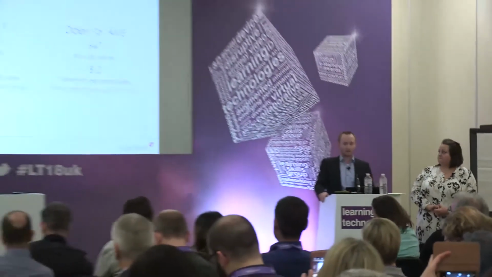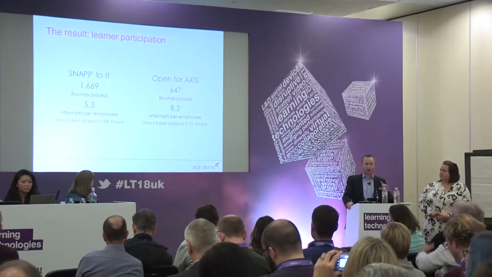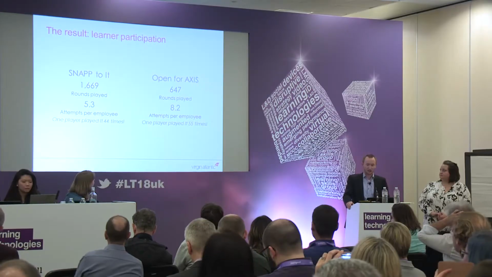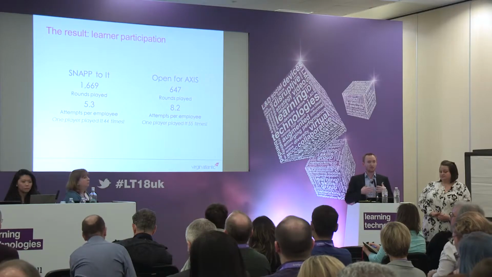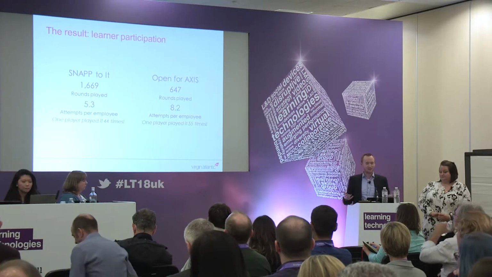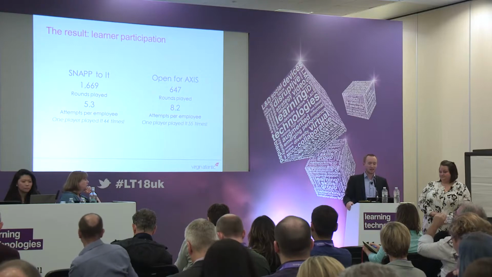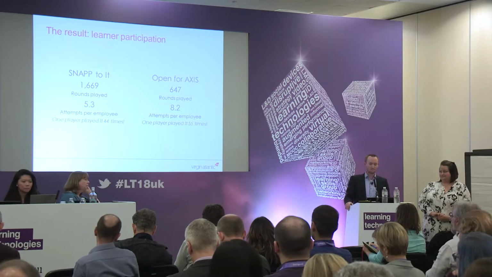So Snap to It is our airports game. As you can see, it was played by a lot of people with an average of 5 per person. And Open for Access, our contact centre game, again, played by an average of 8 times per person, which is a really good result. Now, these repeated attempts may have been motivated by the prize of free flights. Obviously, it's a lot easier when you work for an airline to give away free flights, but that was the prize for getting the highest score.